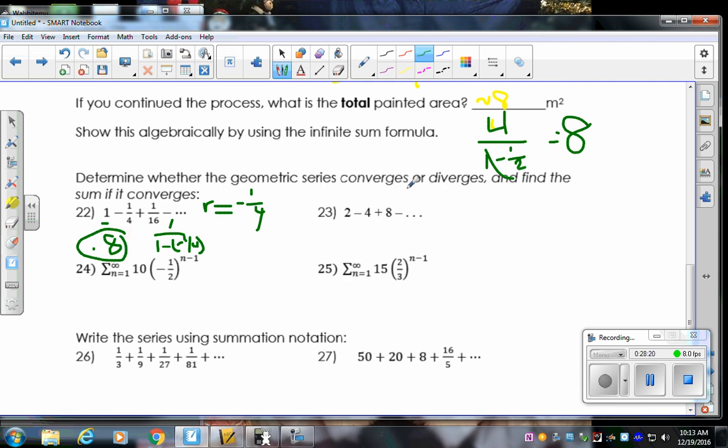This one over here, my ratio is times -2. So that's diverging. I can't find the sum, so I'm not going to do it because every new number makes such a huge impact that I can't say, hey, it's approaching this as a sum. I can't do it. Okay.